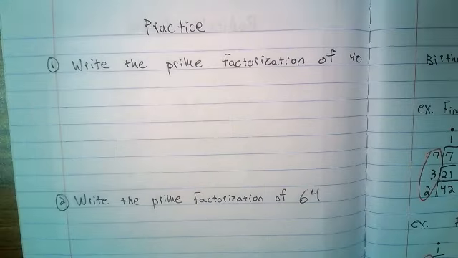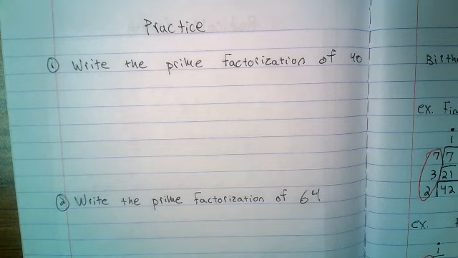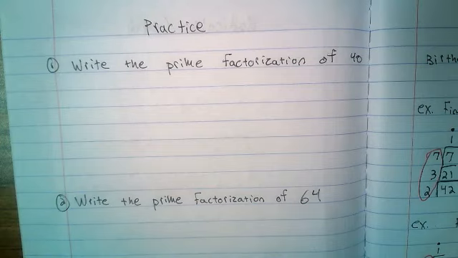On the left side, you're going to do these two problems on your own. Number 1, write the prime factorization of 40, and number 2, write the prime factorization of 64. When you're done with those two problems, by either using a factor tree or the birthday cake method, whichever you prefer, you're going to show your teacher, so you can move on to the next step.